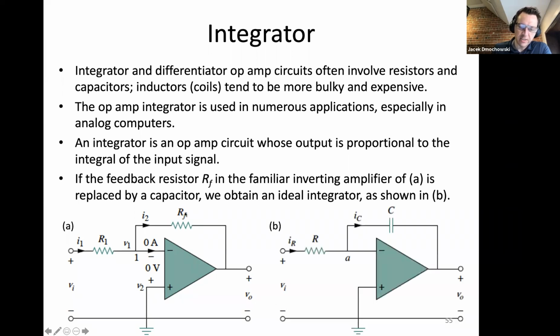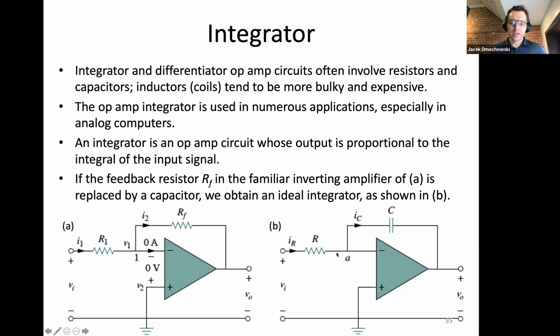Now, if you replace the feedback resistor with a capacitor, what you will see on the next slide is that it will produce an integrator. In other words, the output here is going to be directly proportional to the integral of VI, which is useful if you're interested in summing a voltage across time, for example. If you want part of your circuit to have memory, to remember the history of a voltage, this is one way of doing that.